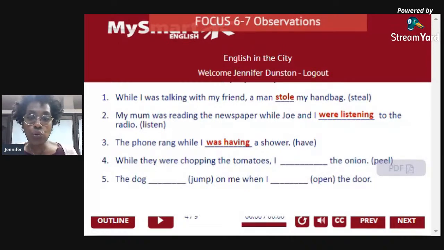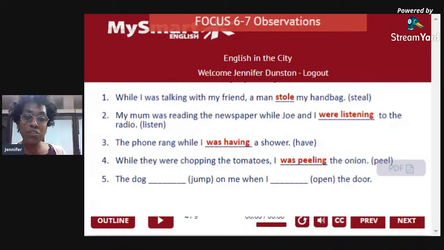And here we have two activities that are happening simultaneously. Is one long and one short? Are they both long? Are they both short? The phone rang is the short activity, and I was having a shower is the long activity. Excellent, Elena. That's exactly right. And Eliza has mentioned that was peeling. So while they were chopping the tomatoes, I was peeling the onion.